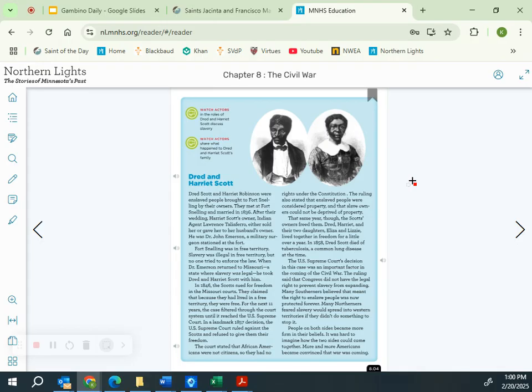So again, like we talked about with the saints of the day today, they died young because they didn't have the medicine that we have now. Same thing with the tuberculosis. We have medicine for it now, but they didn't way back then. So he was only free for 1 year. That's really sad.